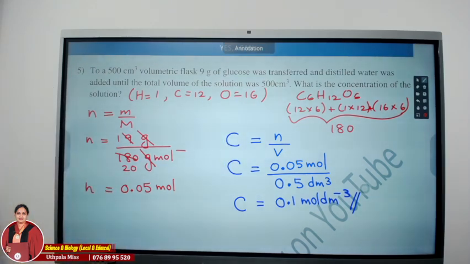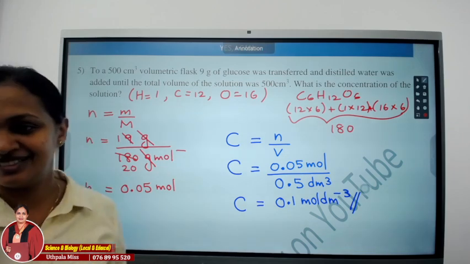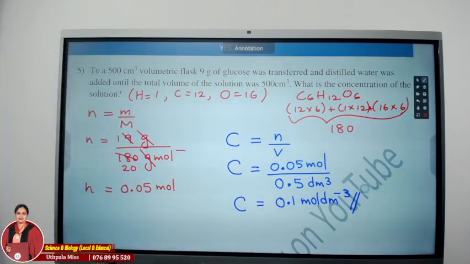Okay? Is the method clear for you? 0.1 moles per cubic decimeter. Only a few of the answers I received were wrong. Miss, could you explain that again, please? Okay.